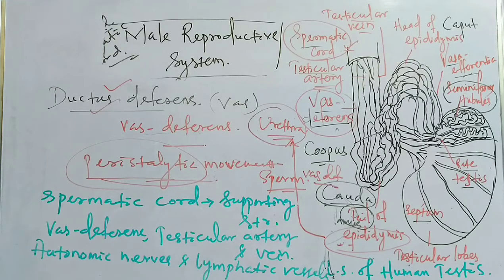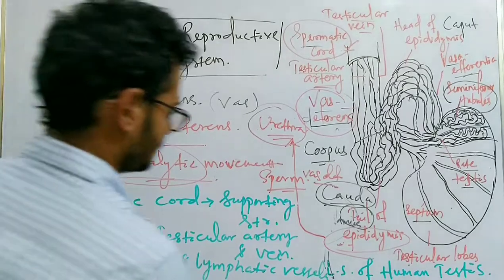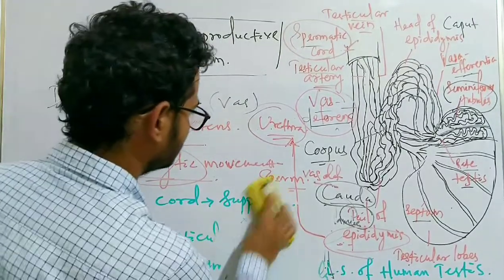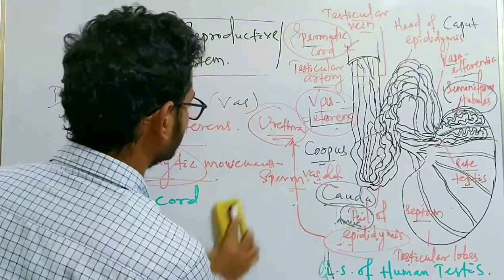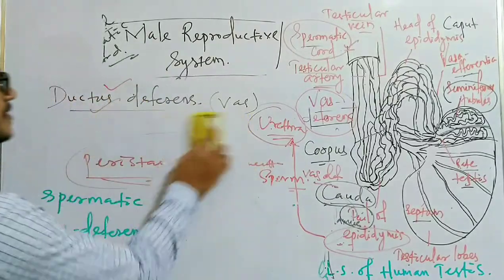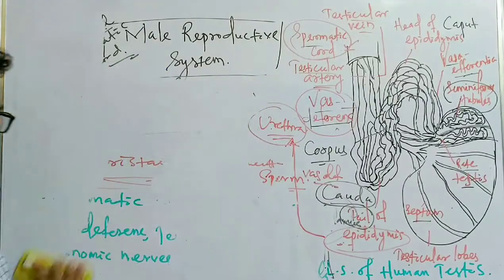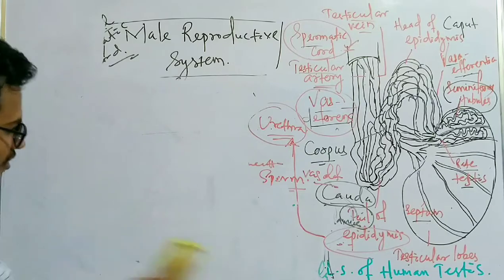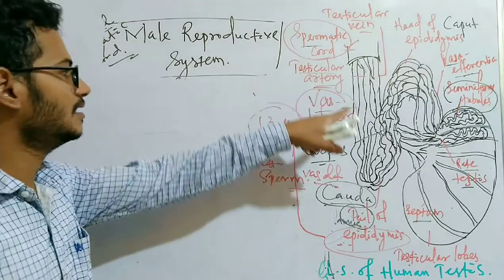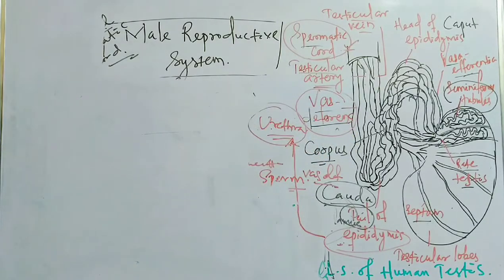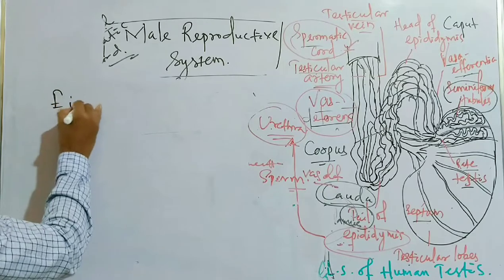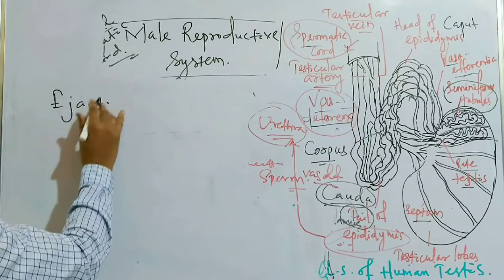Next is the ejaculatory duct. The ejaculatory duct is present in the abdominal cavity. It is not in this diagram. The ejaculatory duct is connected with this vas deferens. So the vas deferens opens into the ejaculatory duct. It is a very small duct.